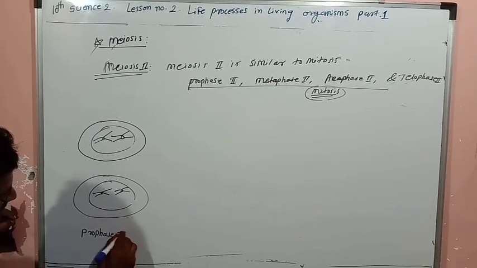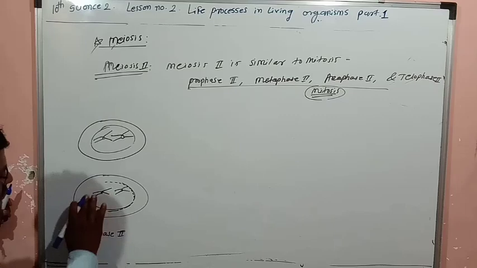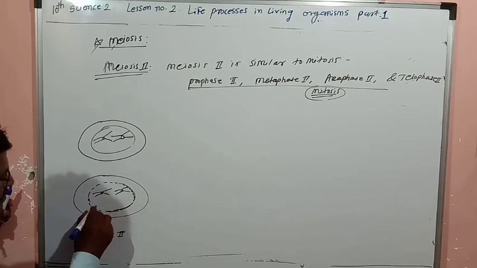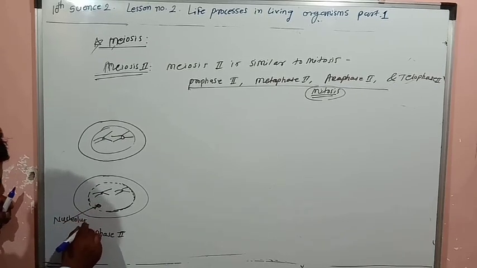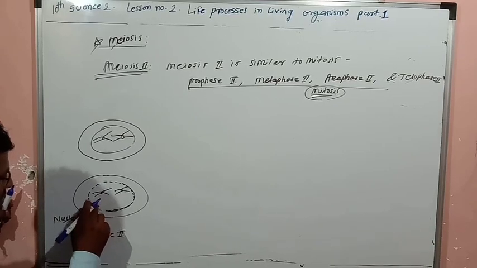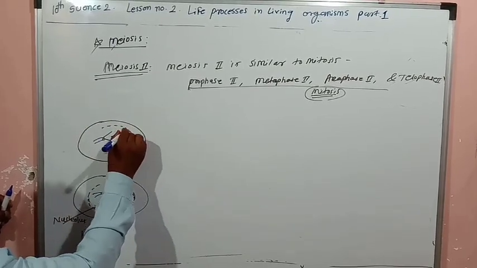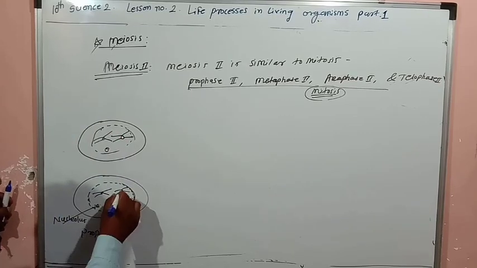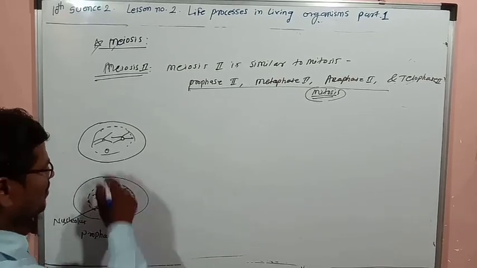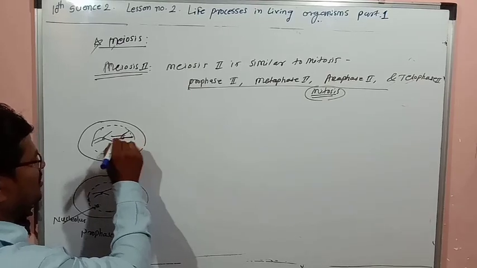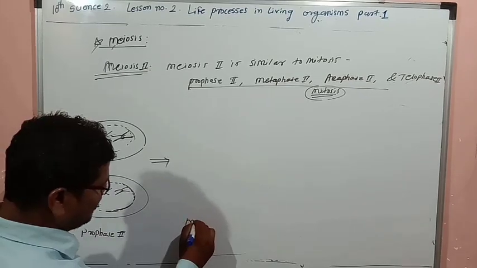Prophase second. In the prophase second, what will take place? The nuclear membrane will start to disappear. The nucleolus will also start to disappear. Chromosomes are becoming thick and short. So up to this, the next phase is metaphase.